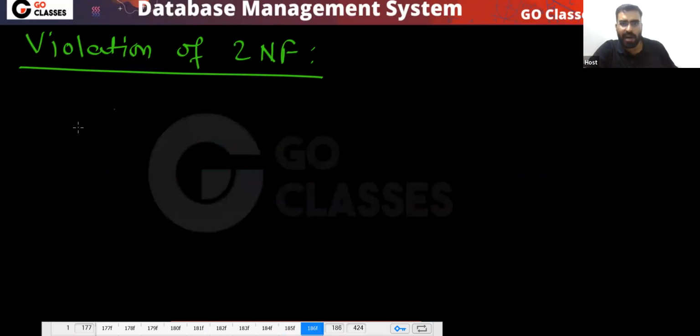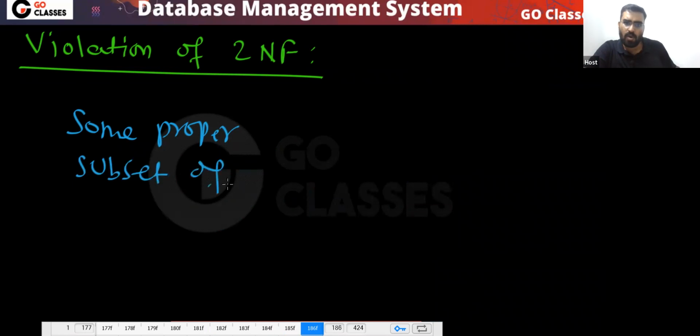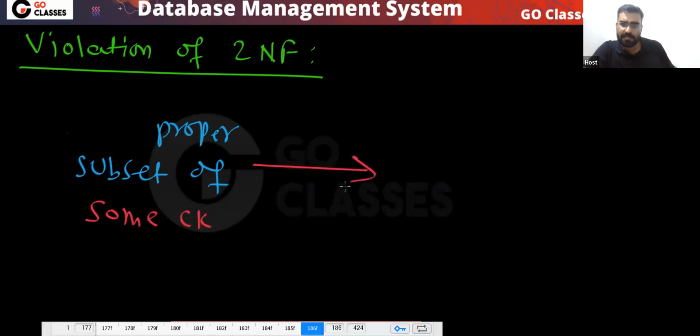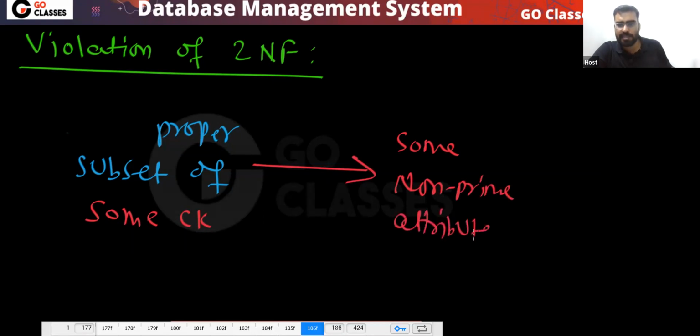Basically, I can say violation of 2NF will happen when some proper subset of some candidate key determines some non-prime attribute. This is the easiest way of checking whether your relation is in 2NF or not. Some non-prime attribute. Is this clear?